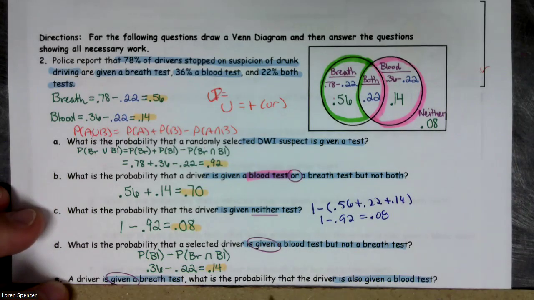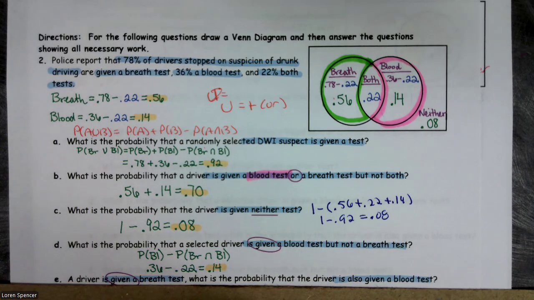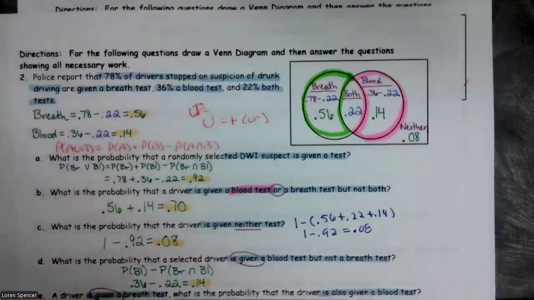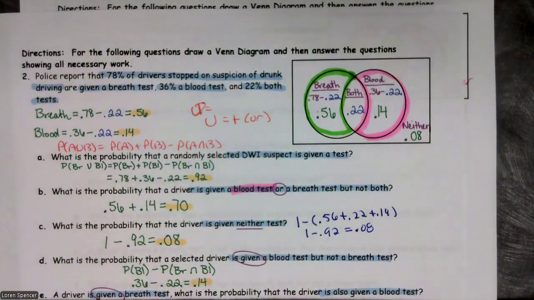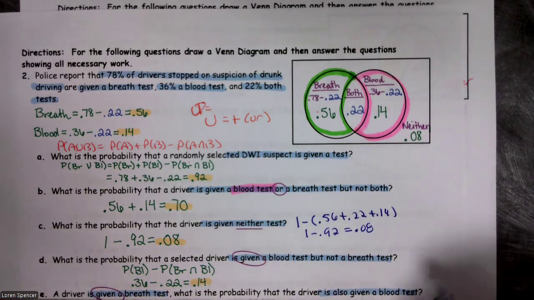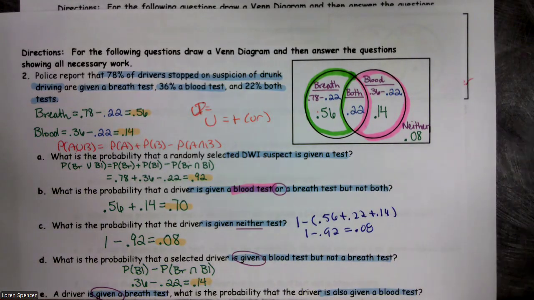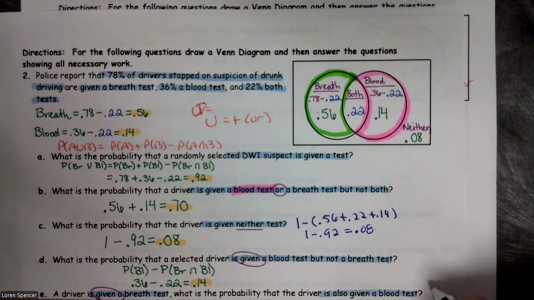What's the probability a driver is given a breath test, and the driver is also given a blood test? Well, guess what? Given a driver, this was their probability of one and the other. So since it's one and the other, we know it's going to be intersection over given.